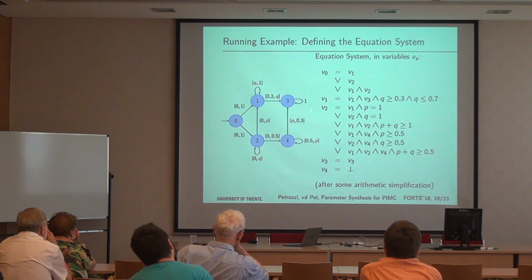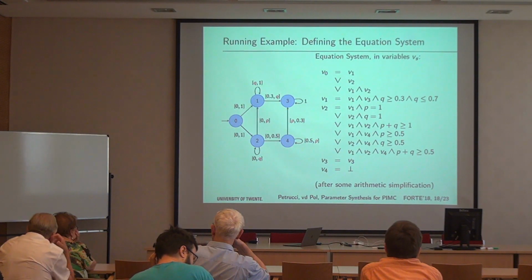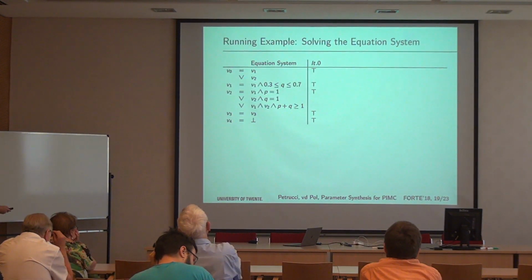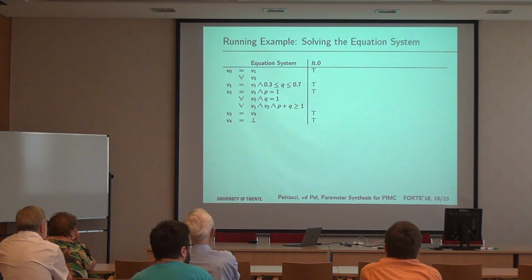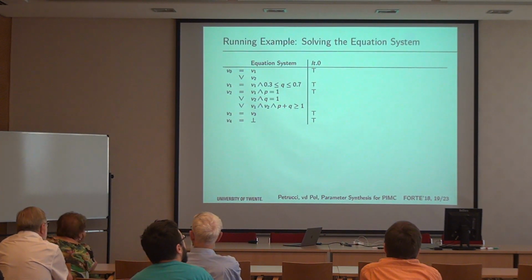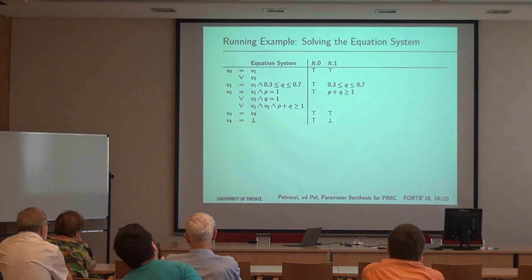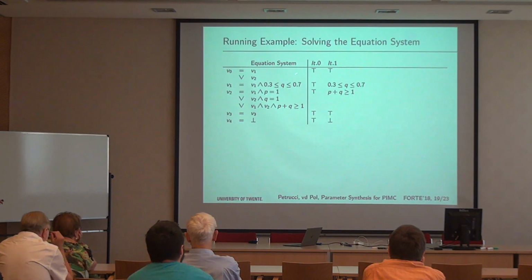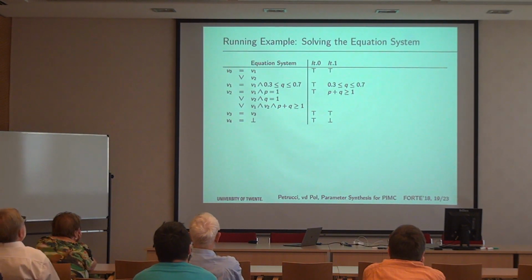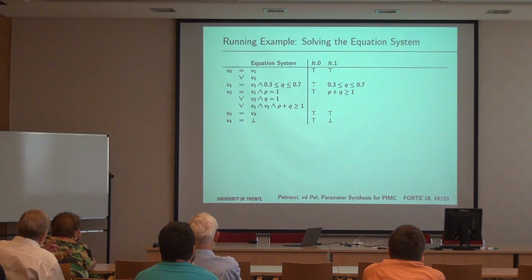So you can express all variables like this, and then you can solve the equation system by repeating some resolution. Initially all things are true, and then at the first step, what will happen? V0 equals V1 or V2, both are true, so it remains true. V1 was equal to V1 and 0.3 smaller than Q smaller than 0.7. So V1, the previous one, was true, so there's only this equation left.